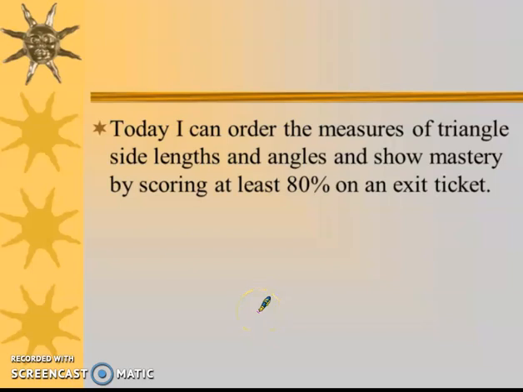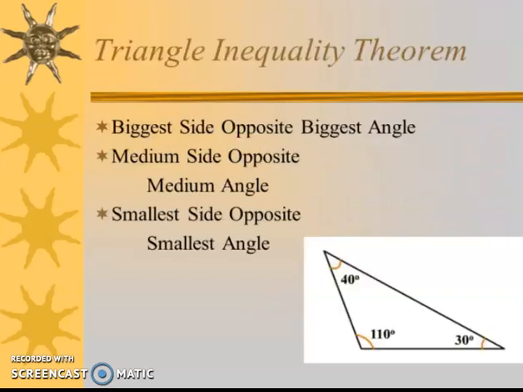Today we're going to be focusing on ordering the measures of a triangle by both the side lengths and the angles. We're going to show this mastery in class by scoring at least an 80% on the exit ticket. Hopefully you have the note sheet in front of you. If you don't, take out a blank sheet and we'll get you a fresh copy tomorrow.